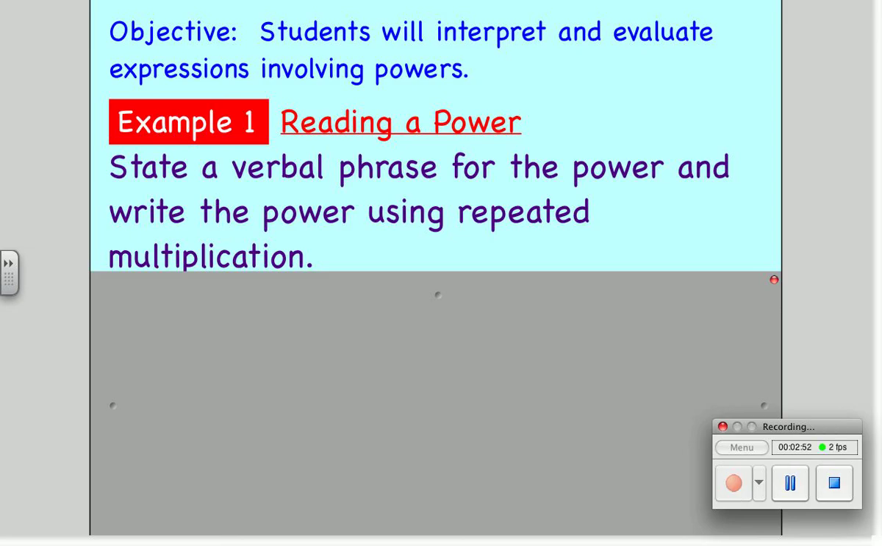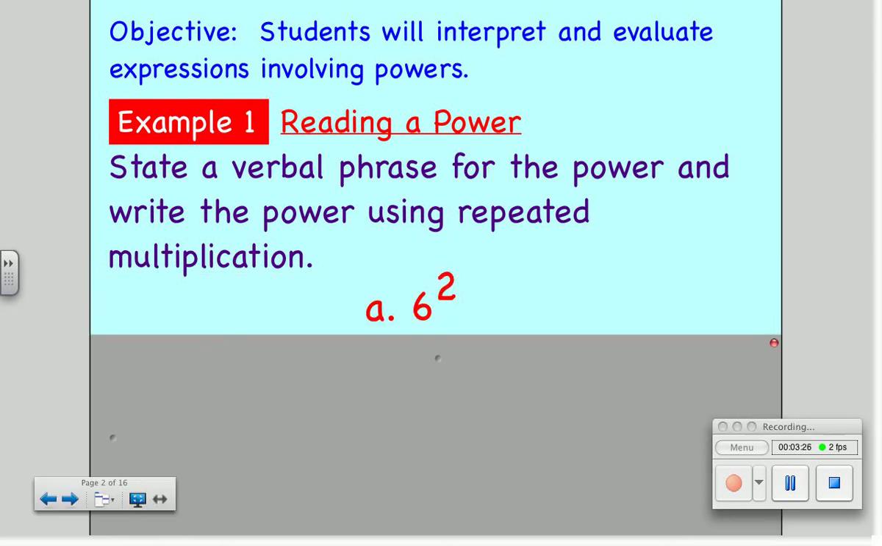Okay, now, this is what you do not have to write down. Don't write this down, okay? Example 1, reading a power. A power, again, is the word we use when we're talking about exponents. So we don't say like 3 to the 5th exponent. We say 3 to the 5th power. Okay? It's just a word we use for that. So we're going to state a verbal phrase. Verbal means you're talking. So a verbal phrase for the power, and then we're going to write the power using repeated multiplication, not addition.